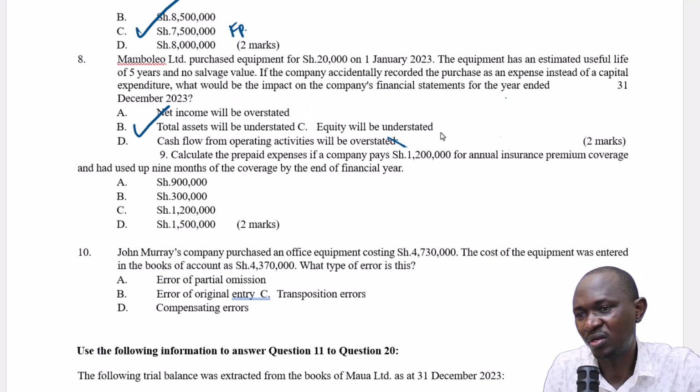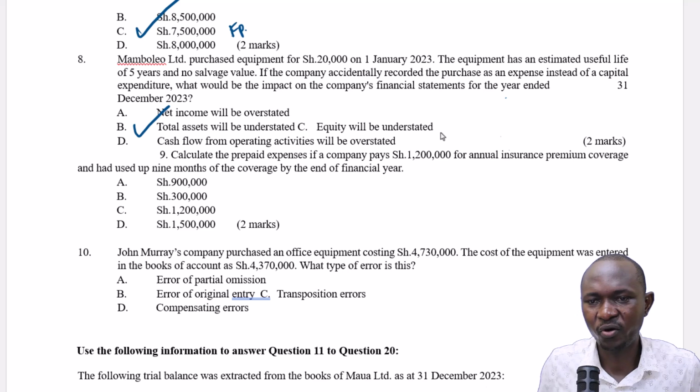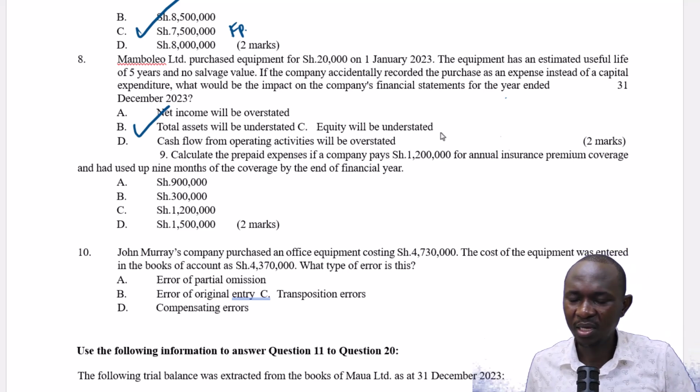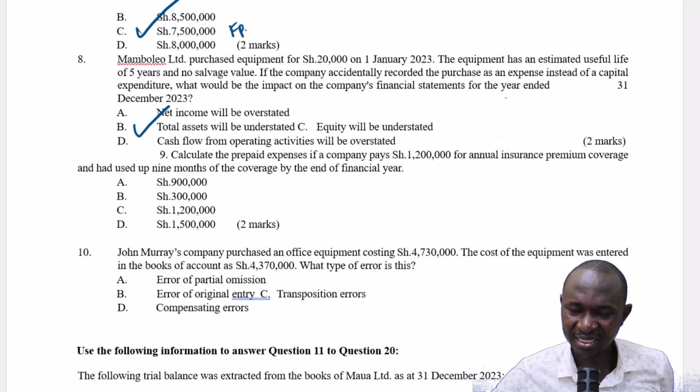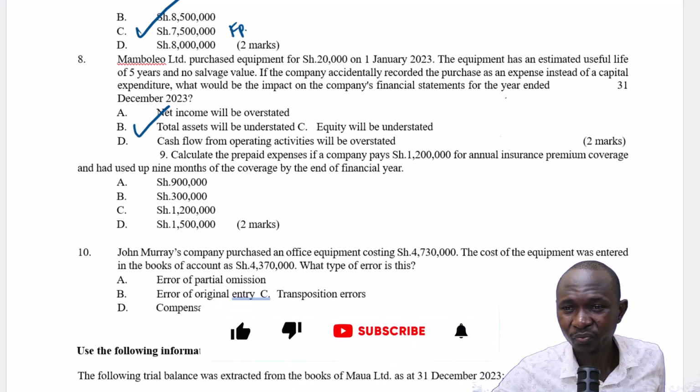B is very straightforward. Why B? Very straightforward. The total assets will be understated because you're supposed to treat it as an asset. It's a purchase of equipment. Equipment is an asset and you've not captured it as such. So you'll understate the total assets. So B is the correct answer.